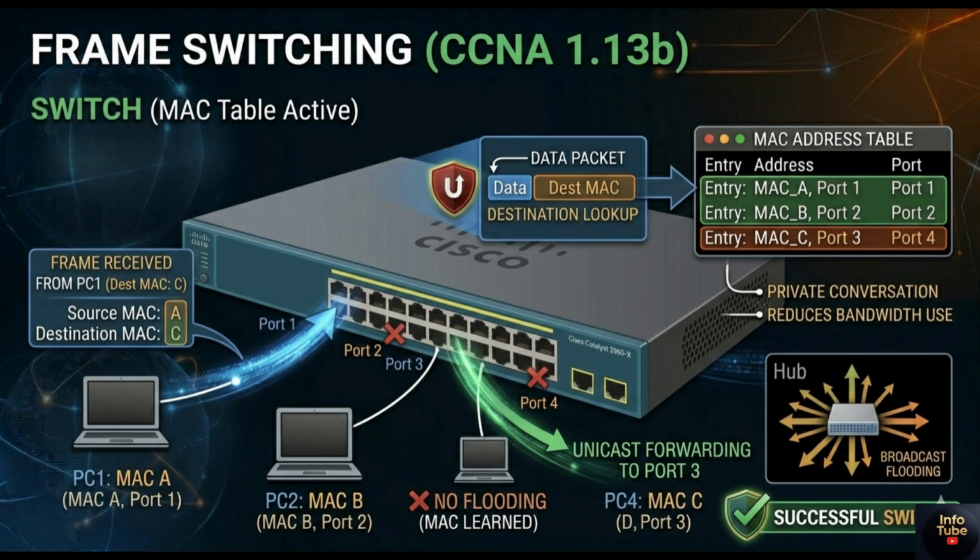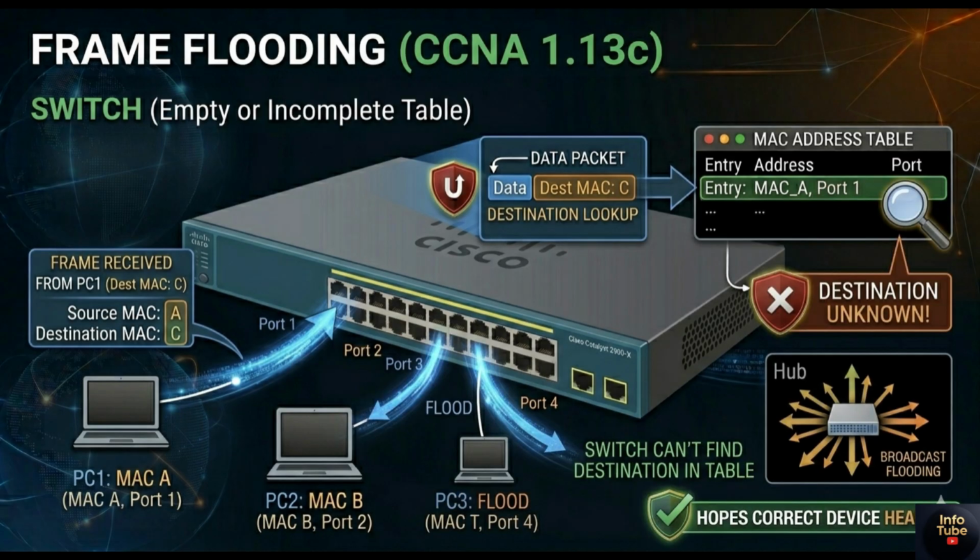1.13c, Frame Flooding. But what happens if the switch receives data for a destination it doesn't know yet? For example, if you want to send a file to a new server that hasn't spoken yet today, the switch won't drop the data. Instead, it performs frame flooding. It sends a copy of that frame out of every single port except the one it arrived on. It floods the network, hoping the right device will hear the message. As soon as that server replies, the switch immediately learns its location, going back to step A, and stops flooding.